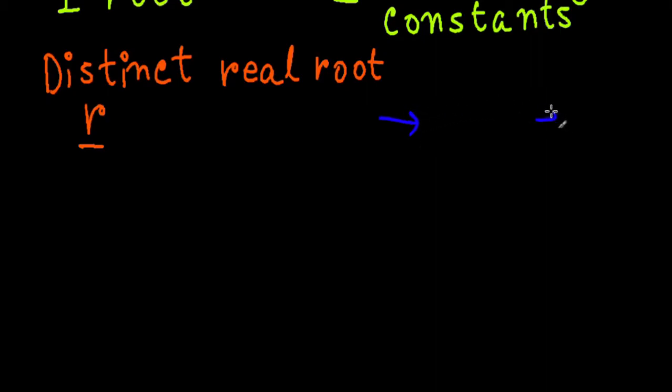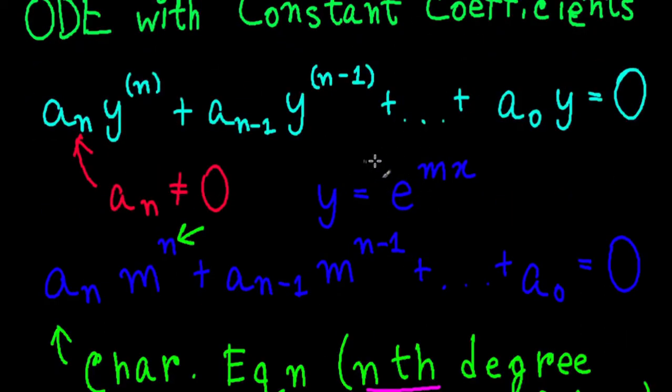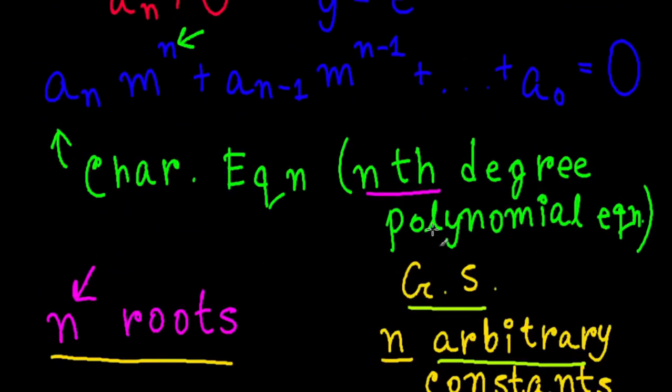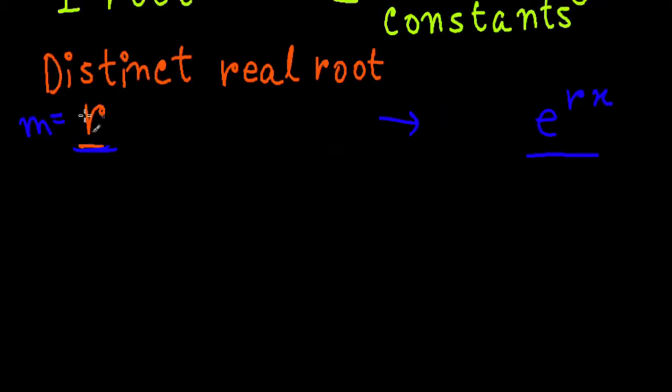Since this is a root, as we know, the initial function that we try to plug in to find the solution is e to the power mx. Now here m is equal to r. Obviously it's a root, so our solution from this root is e to the power rx. The root is r, so e to the power rx.